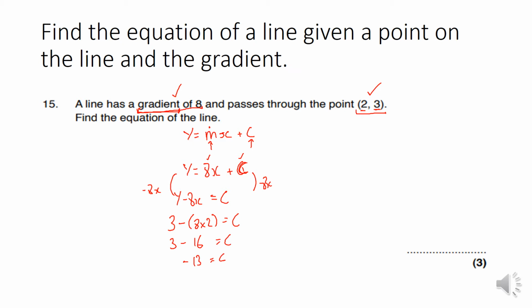Now we've got our m, that was just the gradient. We've got our c, that is minus 13. So we've got our missing information. Our equation of the line would just be y equals 8x minus 13. We've taken the form we had here, worked out m and worked out c, and that gives us our equation. Each of these bits of information tells us one of the unknowns, the gradient, and then we have to rearrange to work out the constant at the end.